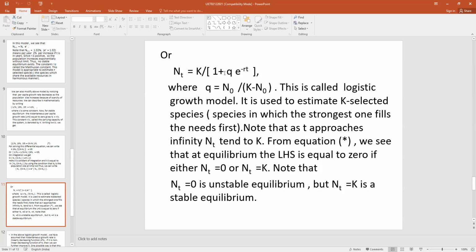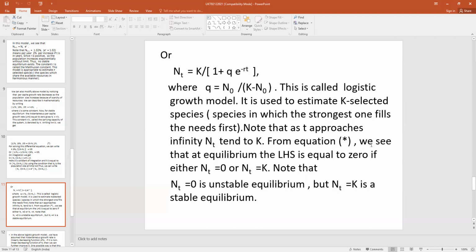Right here, as t tends to infinity, write here, as t tends to infinity, this will be equal to K over 1 plus 0. So K over 1 is K, so N_t is equal to K. So this is the stable equilibrium, giving me that the largest population size is K, which the system can sustain, or with this K, the resources can be utilized properly. And if the population goes above K, immediately it comes back to K, and if it goes below K, it grows fast and attains the size K.